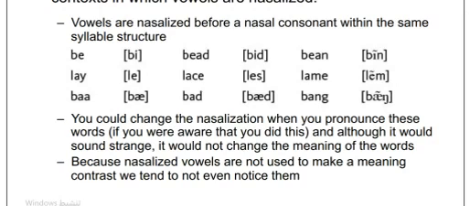Vowels are nasalized. What do you mean by nasalized? We can feel that we push some air through the nose, the nasal cavity. Here we say bed, bean, lame, bang. So bang here is very clear. When we look at this pronunciation, we can recognize that there is a nasal consonant here, bang.